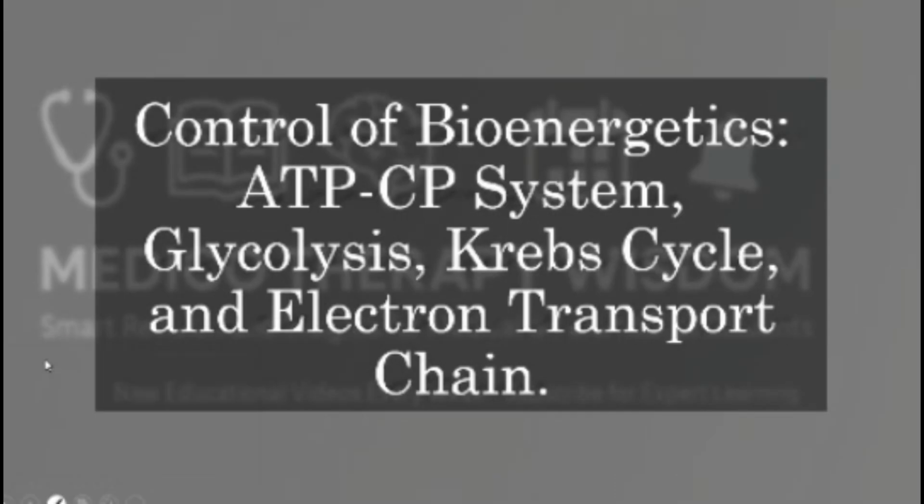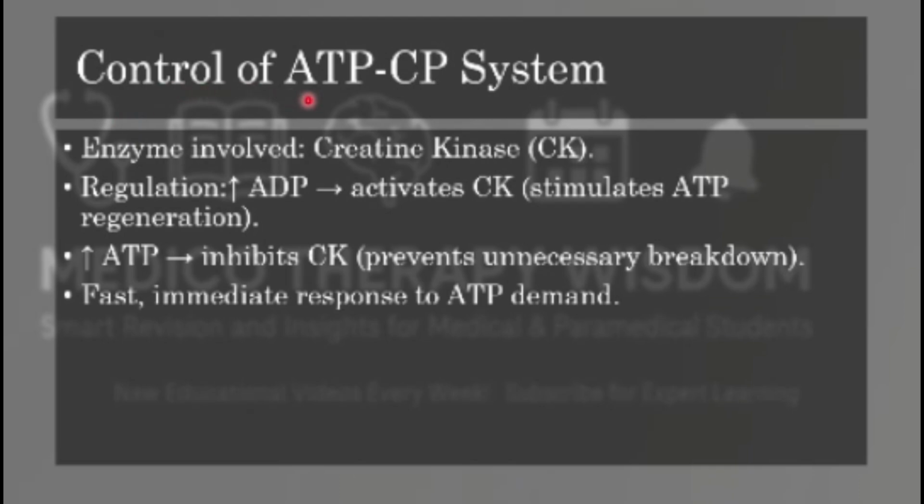So today we are going to see about the control of bioenergetics. Some of the systems I just noted down are the ATP-CP system, that is the ATP phosphocreatine system, the glycolysis system, the Krebs cycle, and the electron transport chain. So first we will see the ATP-CP system. Now, who will control this?